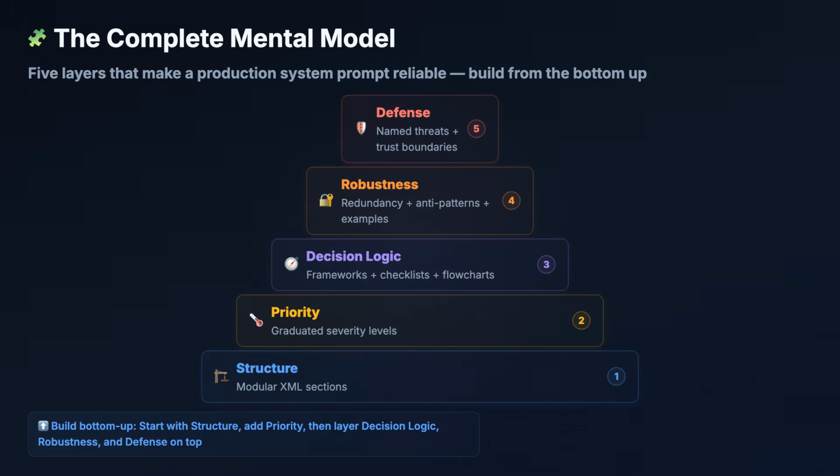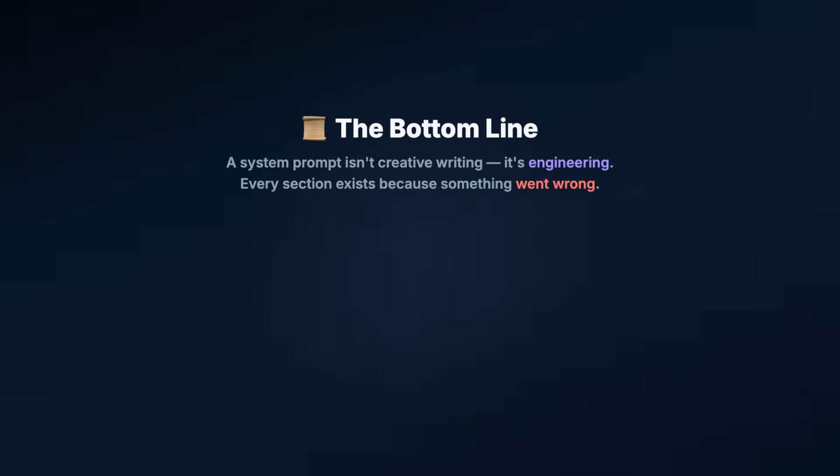Each layer makes the one above it work better. Structure enables clear priority. Priority makes decision logic meaningful. Decision logic strengthens robustness, and robustness makes defenses effective. The key is to build bottom up. Start with structure and priority. Get those solid, then layer on decision logic, robustness, and defense as your system matures. Here's the bottom line. A system prompt isn't creative writing, it's engineering. Every section in Claude's prompt exists because something went wrong in practice and had to be patched.